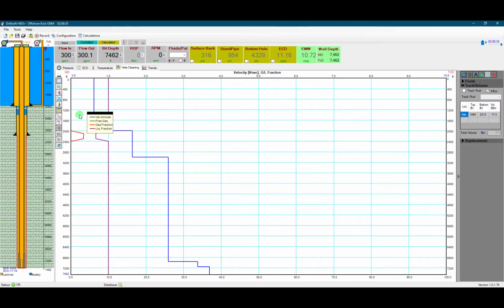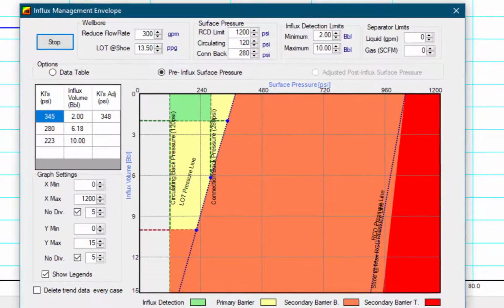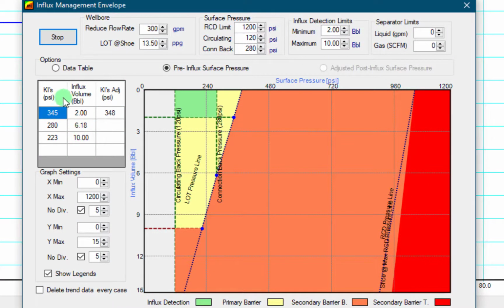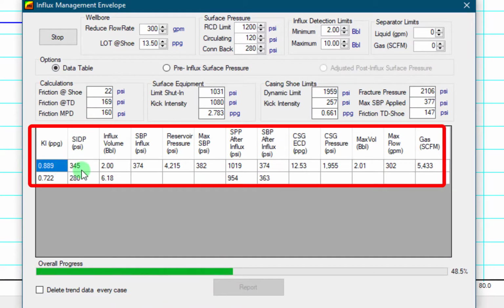This is the second influx that's being circulated out. I believe this was a 6-barrel influx. Yeah, and we have data for the first influx. So we see that the two barrel kick was removed out of the well as 2.01 barrels. The shut-in drill pipe pressure was 345 psi. The kick intensity was 0.889 pounds per gallon. We can see that the casing pressure was 1,955, which is lower than the dynamic casing shoe pressure limit.